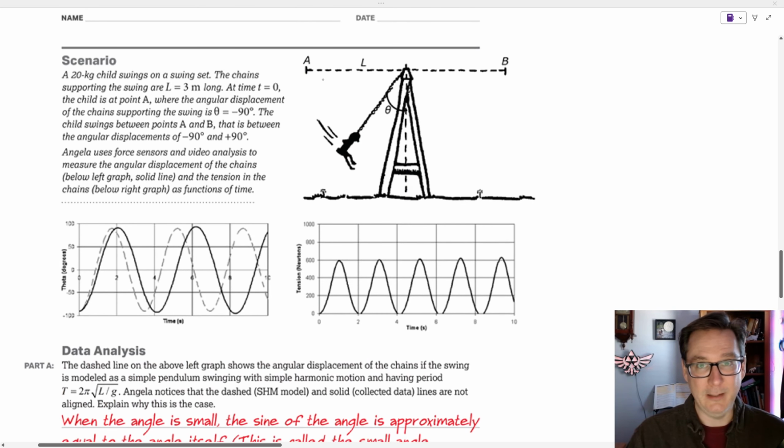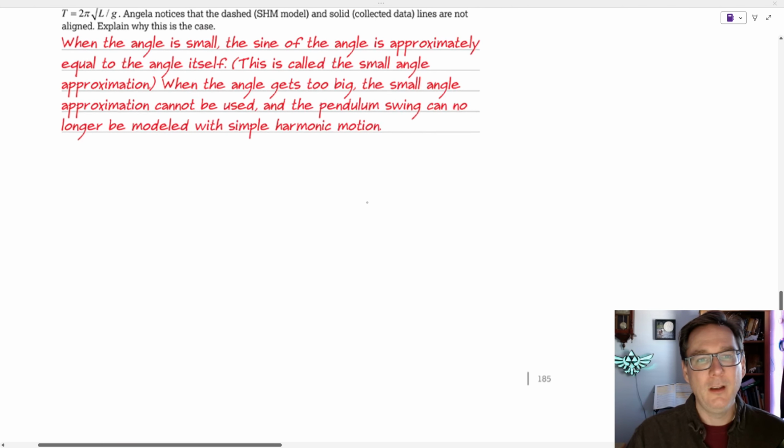They took it to the pretty extremes. So that is not a small angle, going 90 degrees. Okay, so that's the first one.